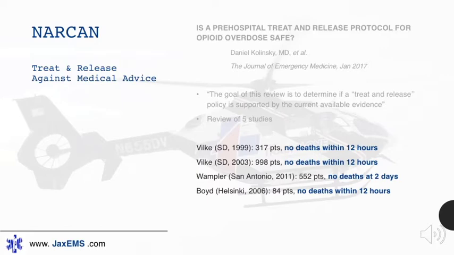The rest of the review is based around 4 other studies, much smaller studies, but again, the only data we have. Vilk has done 2 studies out of San Diego with 317 and 998 patients, no deaths within 12 hours. Again, same model where they look at all those patients they gave Narcan to who left AMA, and then look at the medical examiner records and match the 2. Wampler out of San Antonio, 552 patients, no deaths at 2 days. And then Boyd, no deaths within 12 hours of 84 patients. So a nice big review article, just rounding up the most recent literature on this.